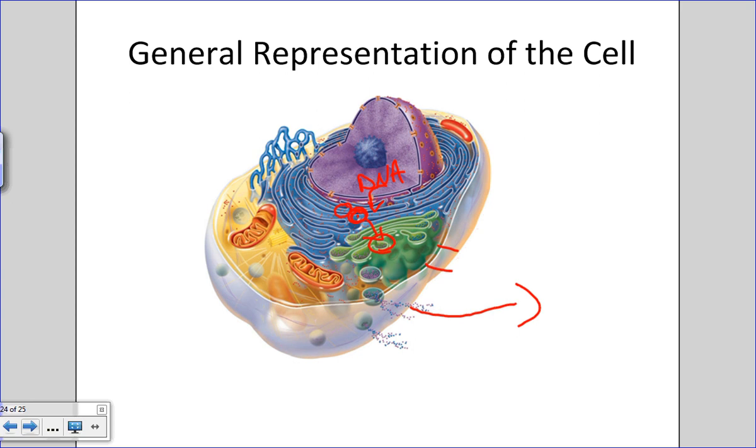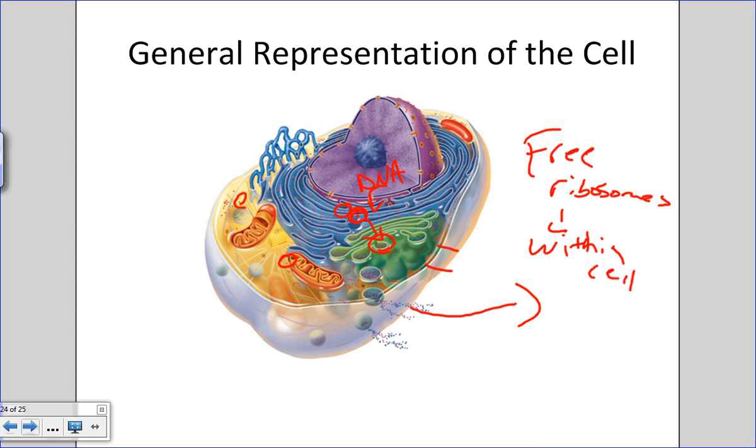Now you'll notice that there are some ribosomes out here that are free. We would call those free ribosomes. Just like the ribosomes associated with the rough endoplasmic reticulum, those are also sites for protein synthesis. But typically when we synthesize proteins on free ribosomes, these are proteins that are to be used within the cell, like replacing enzymes that drive certain metabolic functions, or structural proteins like the cytoskeleton and so on.